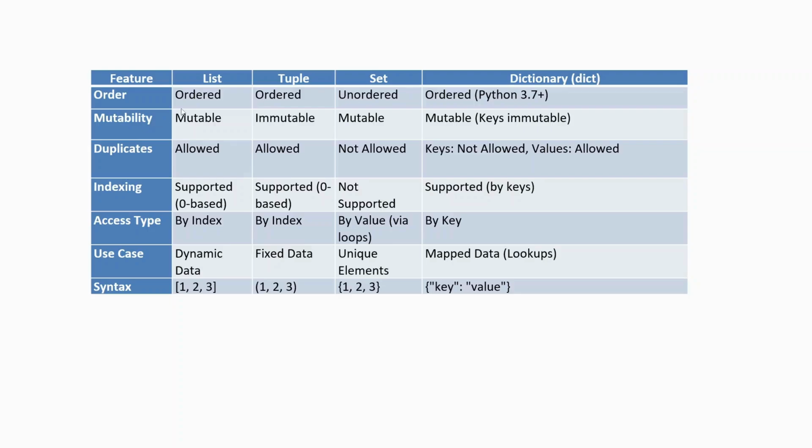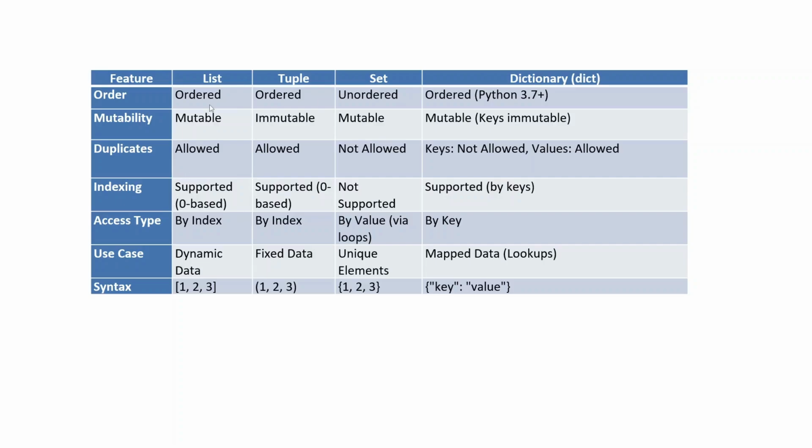Mutability: lists are mutable, so once created you can change the values. Tuples are immutable, you cannot change them. Sets are mutable, and dictionaries are also mutable. We can change the value of a particular key, but keys are immutable, we cannot change the keys. Duplicates are allowed in lists, tuples and dictionaries, but in sets duplicates are not allowed.